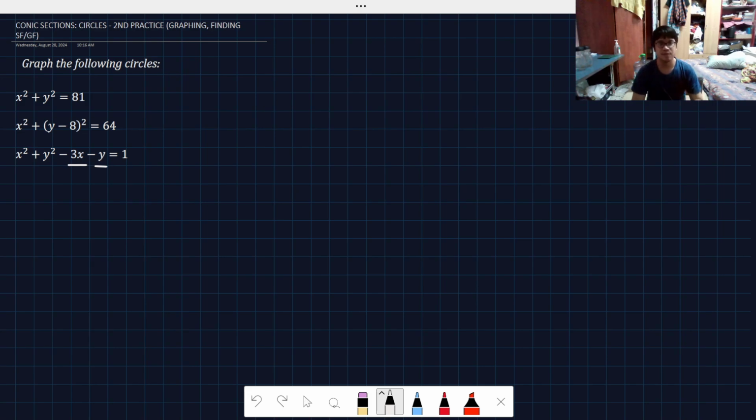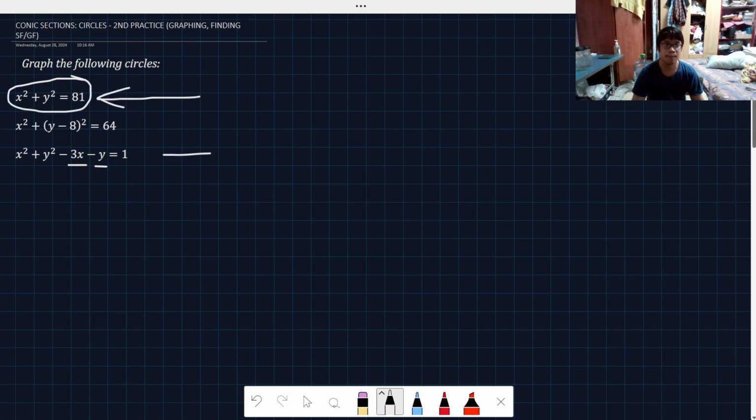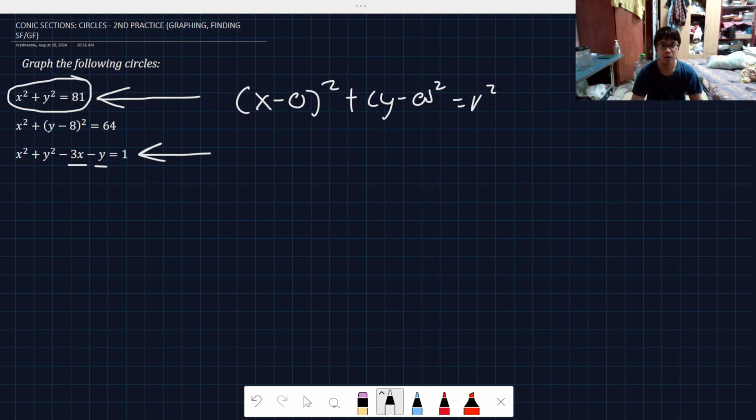If expanded form doesn't have squared parentheses, and standard form should, then why is the first problem a standard form compared to this one? Because this one is in standard form since I already illustrated that this is just the same as x minus 0 squared plus quantity y minus 0 squared is equal to r squared. Now here, we have x and y, not just x squared and y squared, but negative 3x and negative y. So what does that mean?